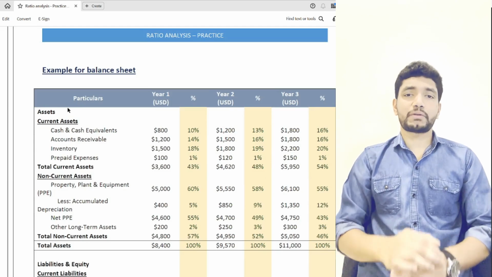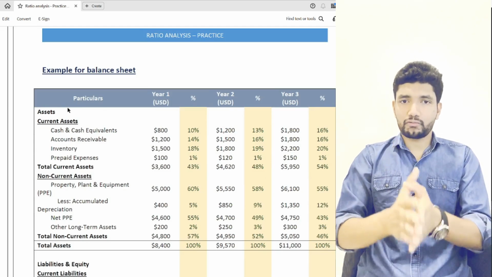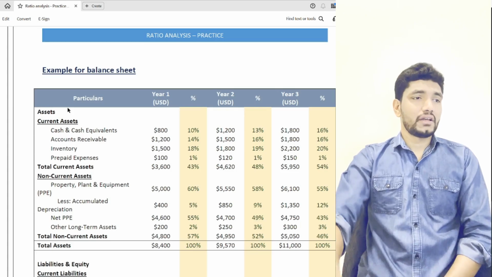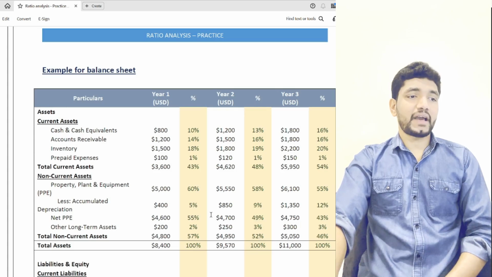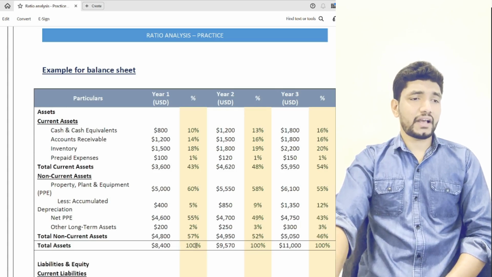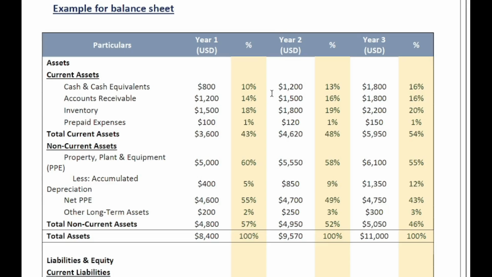The balance sheet is prepared in the same way, that is for year 1, year 2 and year 3. So even this is prepared vertically. That means in the balance sheet, we took total asset as 100%, and all other components of the balance sheet are expressed as a percentage of total asset.